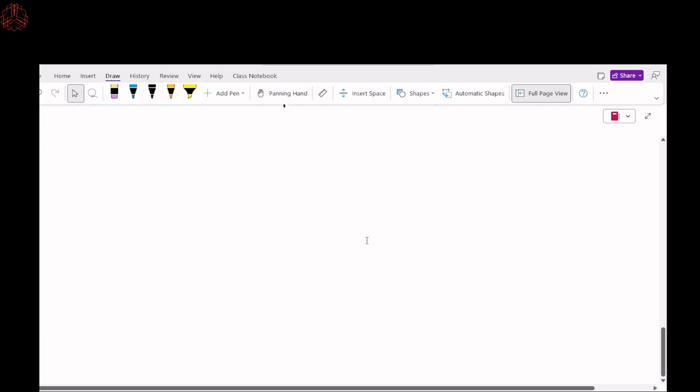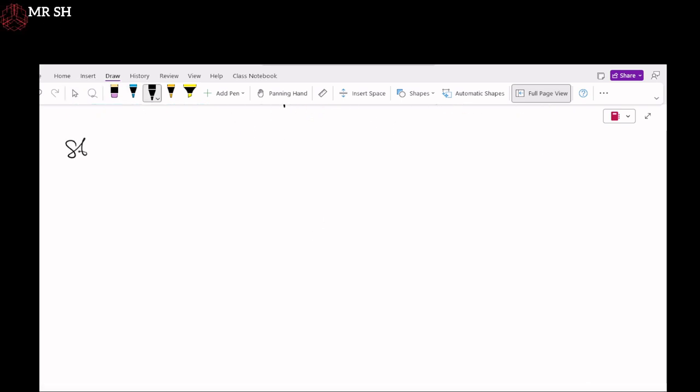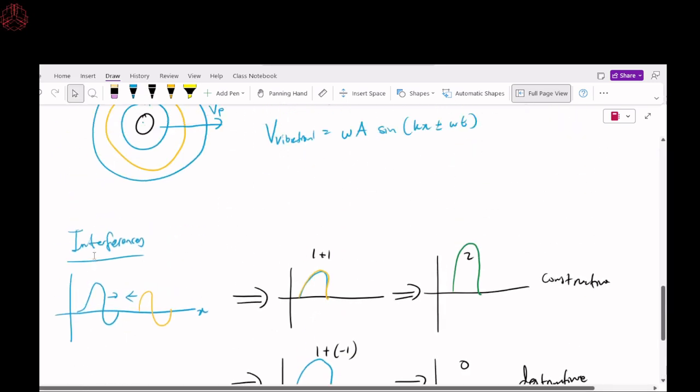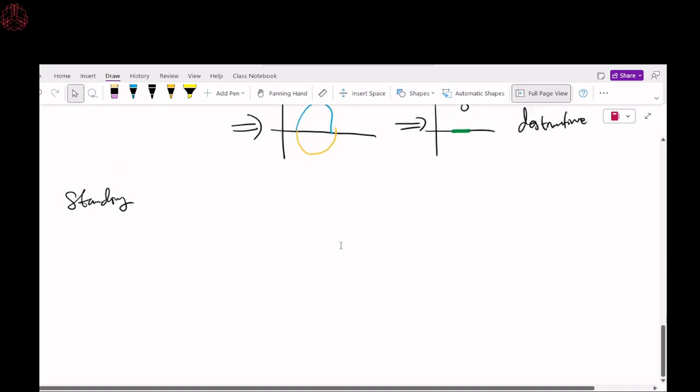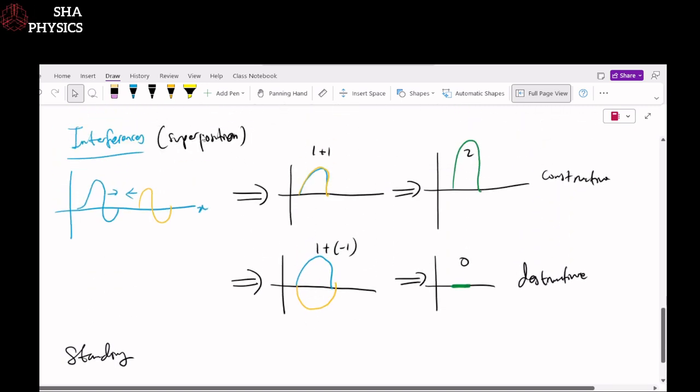Okay, so standing waves do not propagate and they do not transfer energy, right? They are merely produced by the superposition of two progressive waves. Superposition simply means interference, so another name for this is superposition. One of the things that we need to show is this idea of superposition.